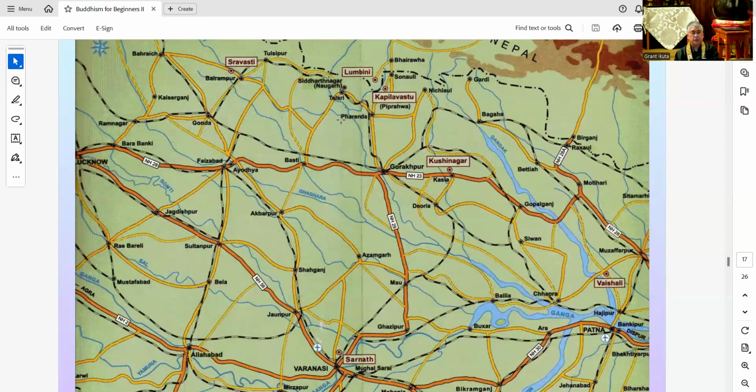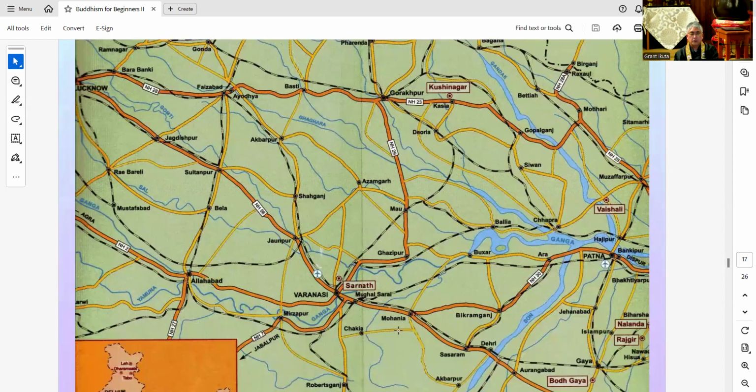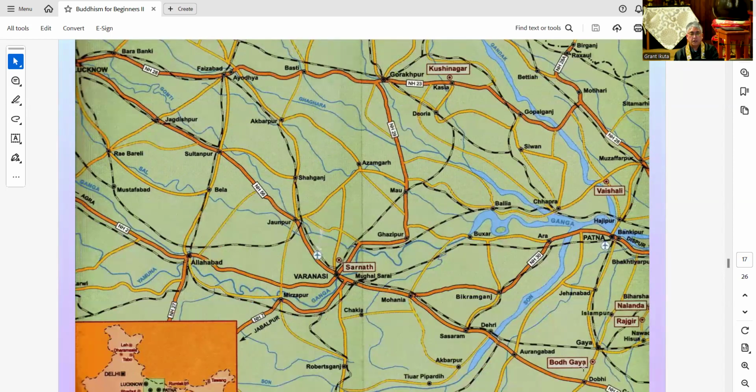So after, Buddha Gaya is where... where's Buddha Gaya? Down here. Okay. So this is where the Buddha ended up attaining enlightenment, Buddha Gaya. And then once he attained enlightenment, he went in search of those five mendicants, and they were at this place called Sarnath, which is right by Varanasi.